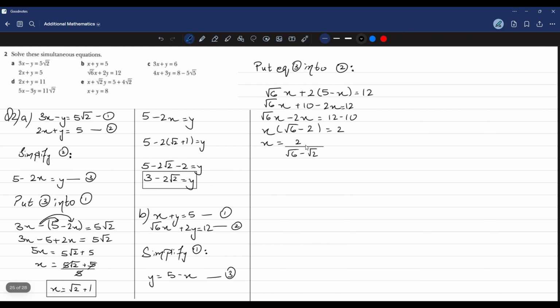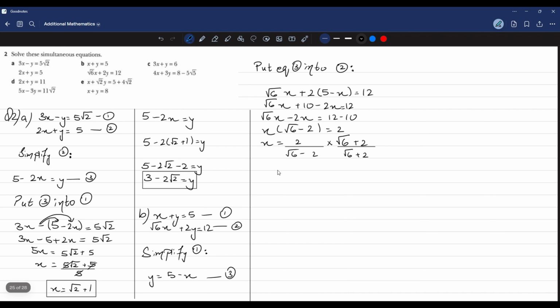Basically, what we're going to do next is we're simply using this conjugate surd to remove the surd value. And I just realized this is supposed to be the integer 2, not under root 2. So multiplied by what would be the conjugate surd? Under root 6 plus 2 divided by under root 6 plus 2.